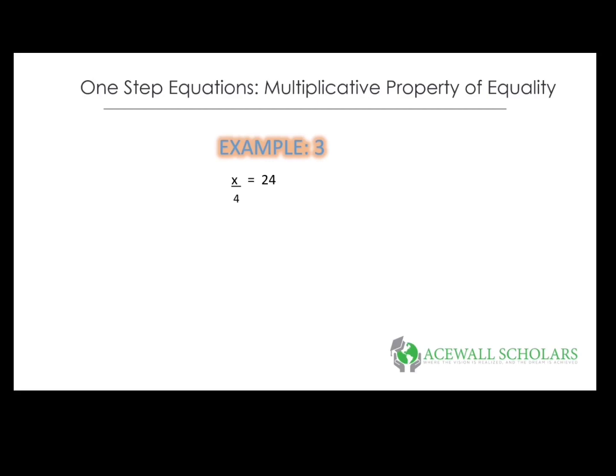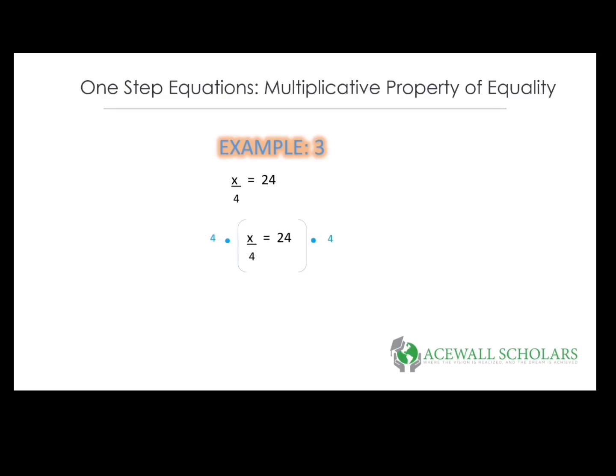If we're trying to find out what x is equal to, we've got to do the opposite to get x by itself on one side of the equation. So what's the opposite of division? Let's think about it. The opposite of division is multiplication. So we're going to multiply both sides by 4. Now, remember, whatever you do to one side, you got to do it to the other. That's why we're multiplying both sides by 4.